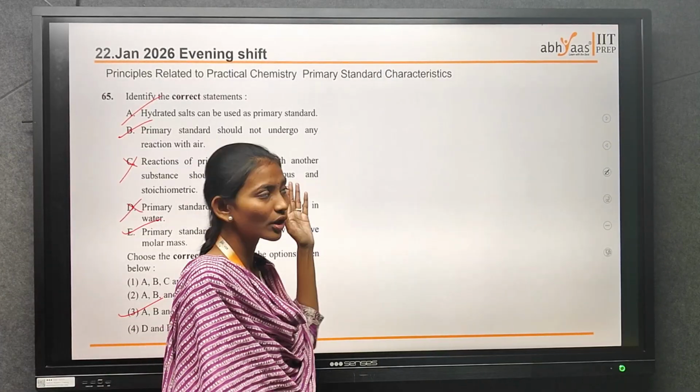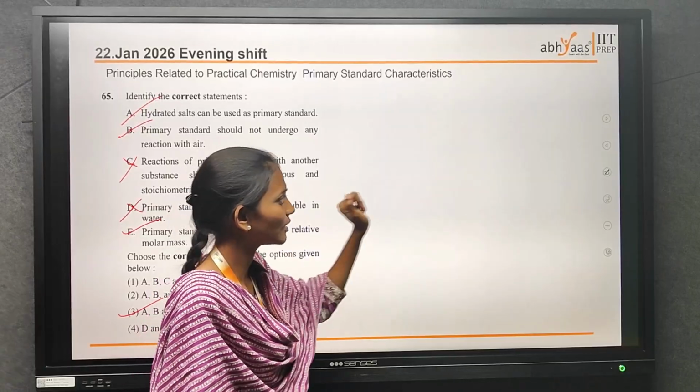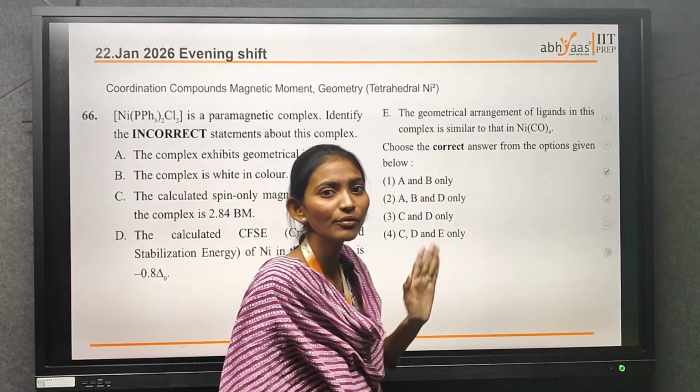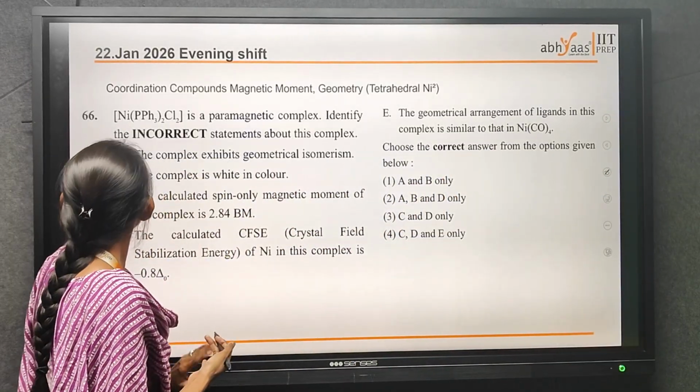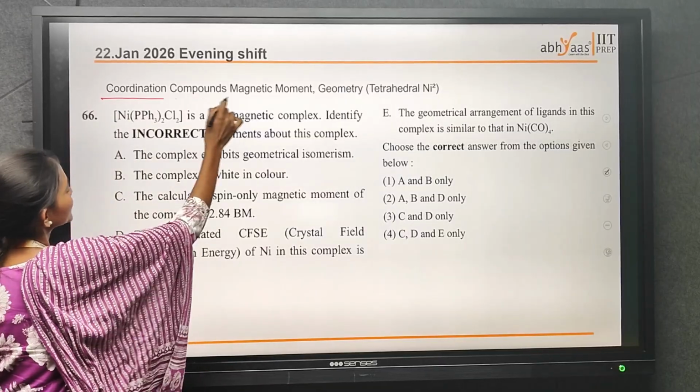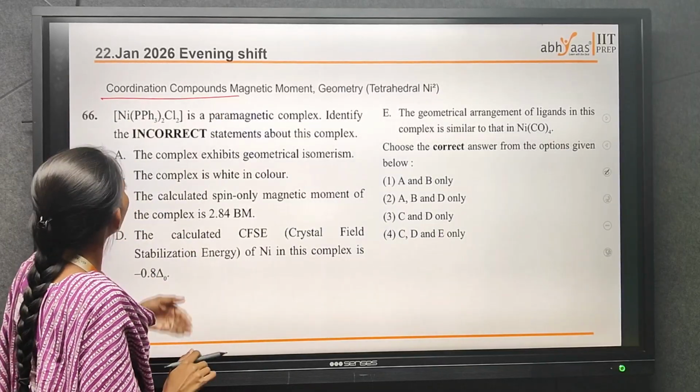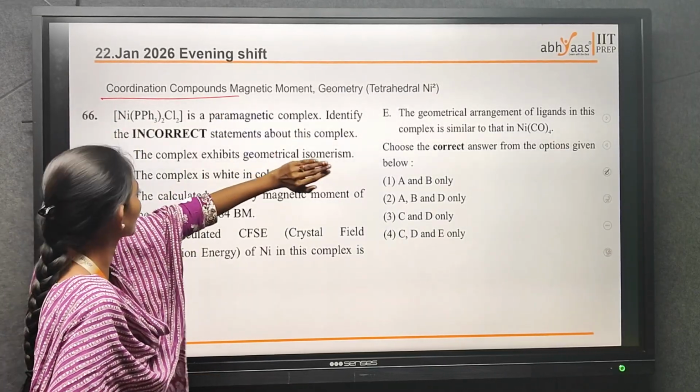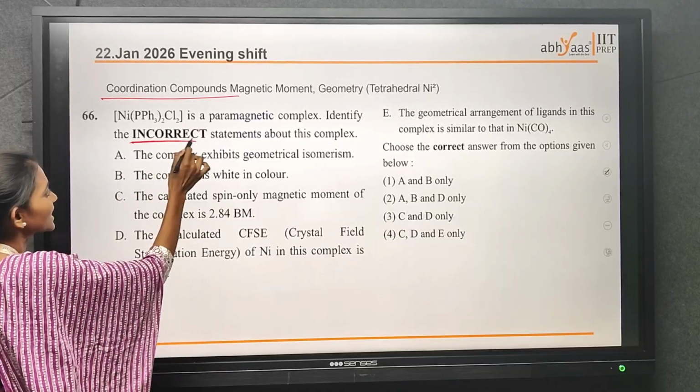If you need to solve this type of question, meaning practical related, you need to know that concept very well. And moving on to the next question, we have a question from coordination compounds. They have given that this compound is a paramagnetic complex. They are asking for incorrect statements.